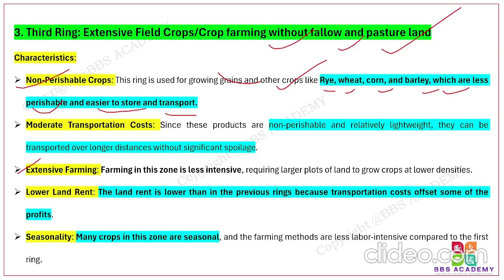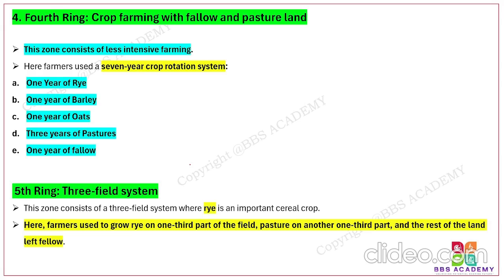Okay, the intensive cultivation, we previously know that in the 0 to 20 kilometer region there is intensive cultivation and a highly intensive farming system. But if we see the next region, beyond the 20 kilometers, here is the extensive type of farming. And if we see, the land rate is lower than the previous zone. Okay, so next is the fourth ring.